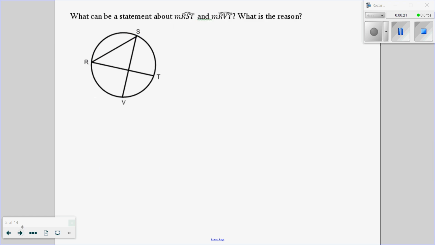Similar diagram. Now we're talking about arc RST and arc RVT. RST is the top part of the circle. RVT is the bottom part of the circle. We do not know whether RT is a diameter or just a chord. So we have to go on the assumption that it is not a diameter, just a regular chord.